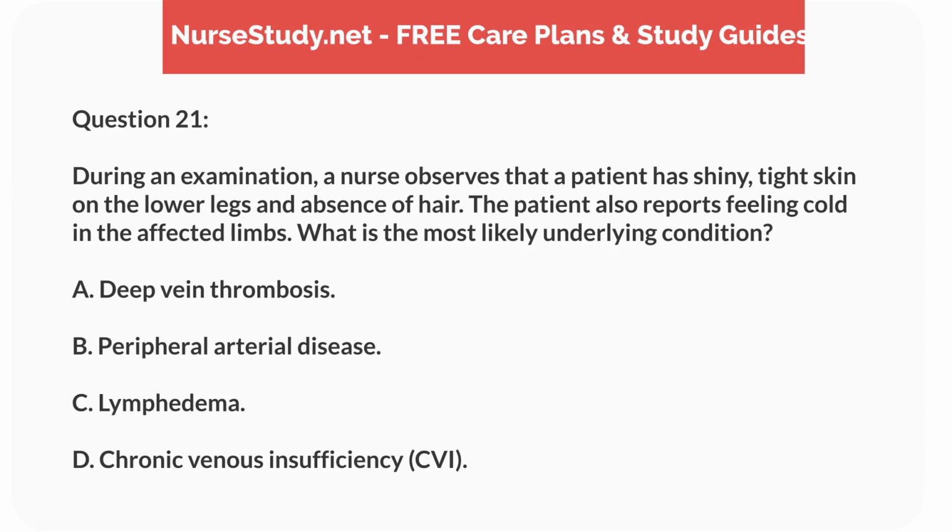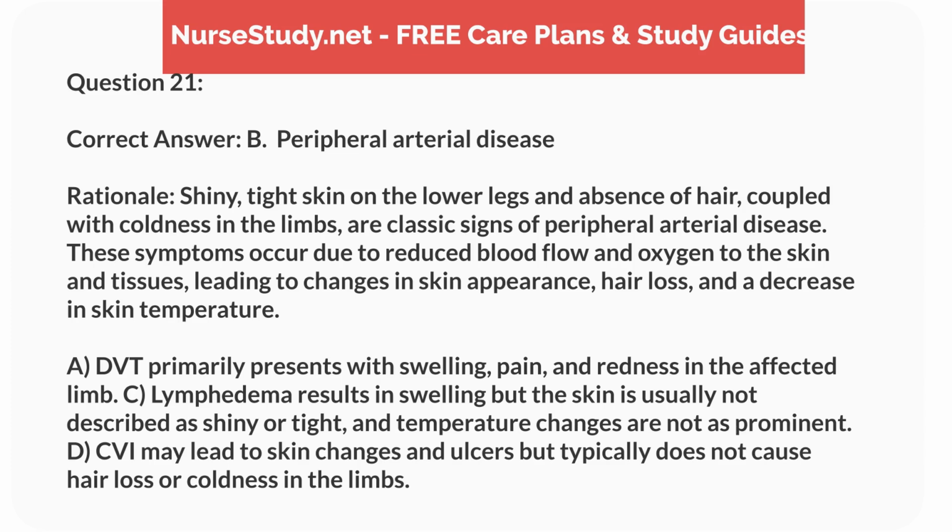Question 21. During an examination, a nurse observes that a patient has shiny, tight skin on the lower legs and absence of hair. The patient also reports feeling cold in the affected limbs. What is the most likely underlying condition? A. Deep vein thrombosis. B. Peripheral arterial disease. C. Lymphedema. D. Chronic venous insufficiency, CVI. Correct answer: B. Peripheral arterial disease.